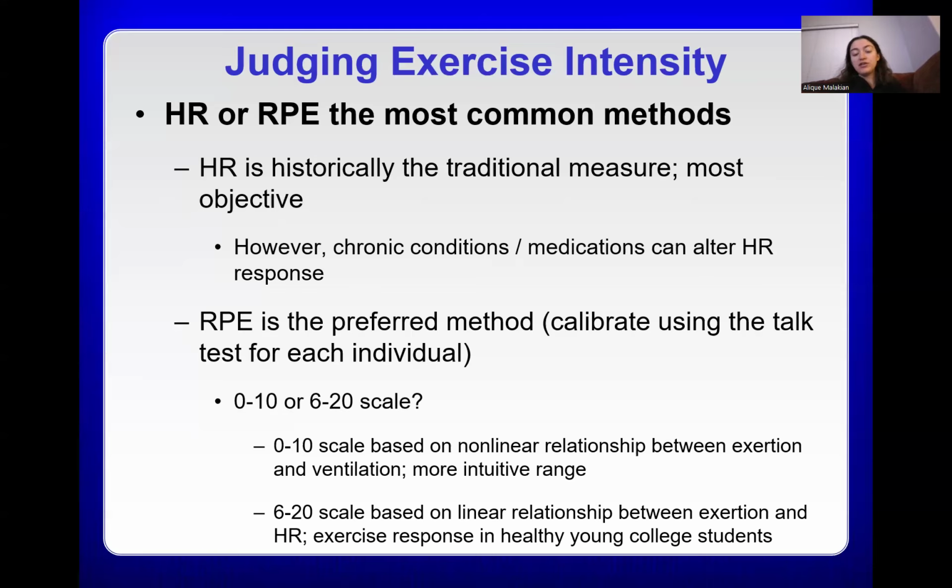However, if you're dealing with populations that don't exactly have the same heart rate response, then 0 to 10 might be better. But ultimately, it's up to you, and it's probably best to ask the patient what they would prefer. The 0 to 10 scale was developed for people with chronic conditions, so just keep that in mind when deciding what scale to use.